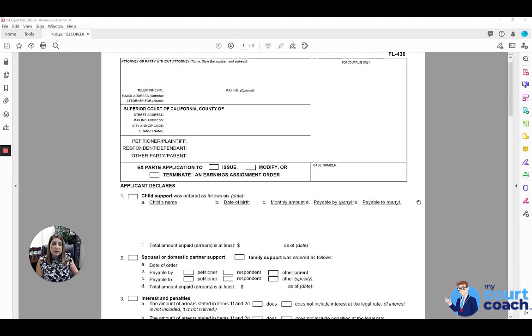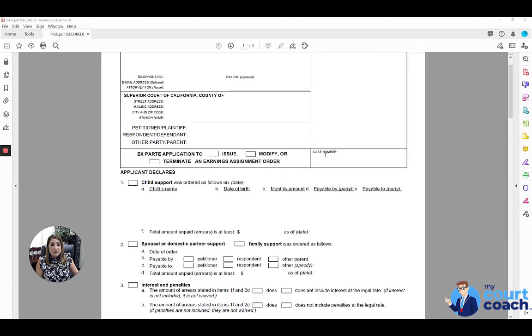This is a form that you would use if you wanted to submit a request to either issue, modify, or terminate a garnishment. That can be either a FL-195, the income withholding for support that you would use if child support's at issue. With that form, you can also include spousal support orders, or if there's no child support, that would be the FL-435, the earnings assignment order for spousal or partner support.